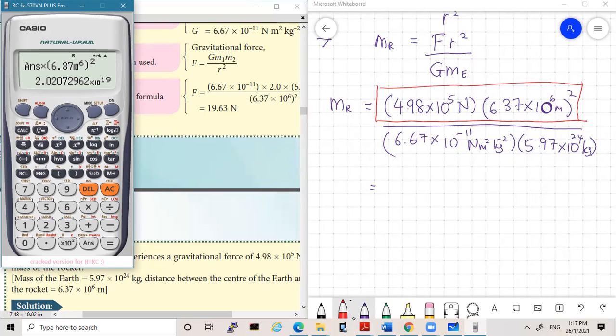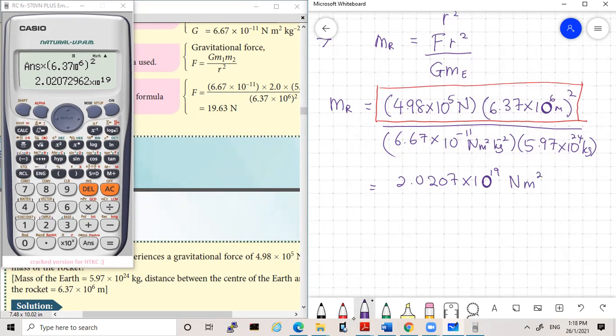This is the answer for the upper part, which is equal to 2.0207 times 10 to the power of 19. The unit is Newton, and then meter square. The meter being squared, so it becomes Newton meter square.